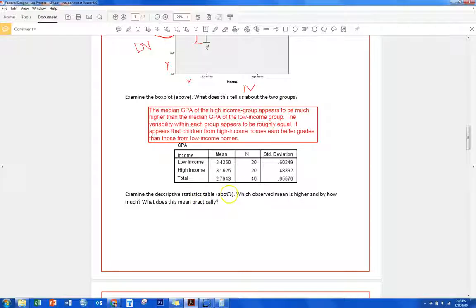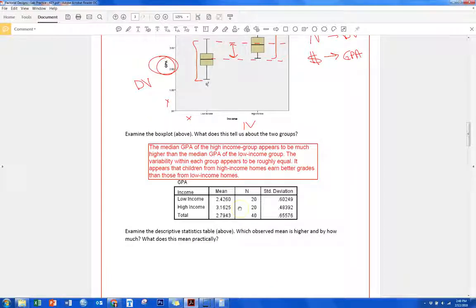So this gives us a little bit more information. Now we get the mean. So let's take a look at the mean. High income group, mean of 3.16 versus 2.42. So we have basically a B average versus a C average. Standard deviation, a little bit higher in the low income group, but still closer than apparently in the other one.